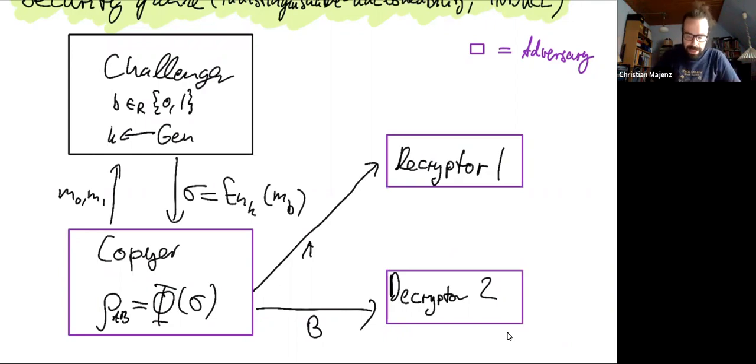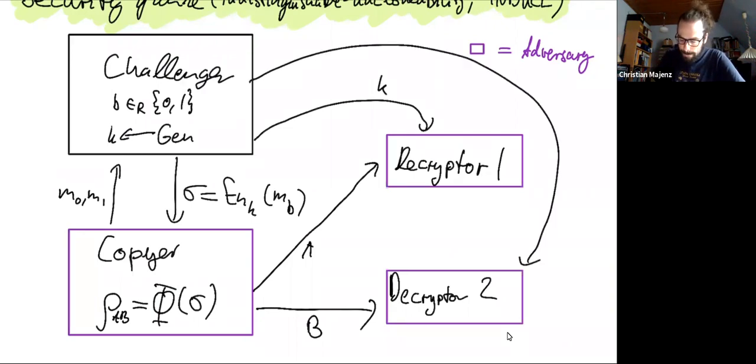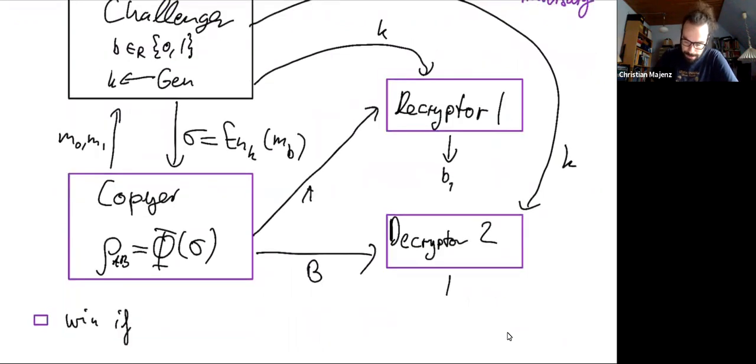Now the game continues by the challenger providing the key to decryptor 1 and 2. And now their task is to actually decrypt and decide whether M0 or M1 was encrypted. So decryptor 1 outputs a bit B1, and decryptor 2 outputs a bit B2. And now they win if they both guess correctly, right? If B equals B1 equals B2.